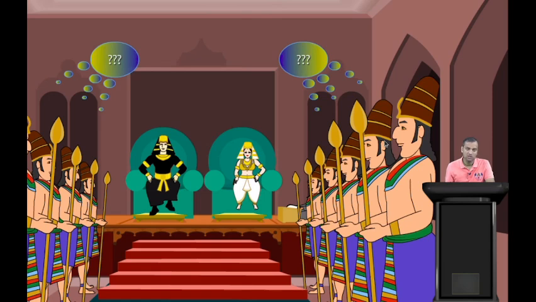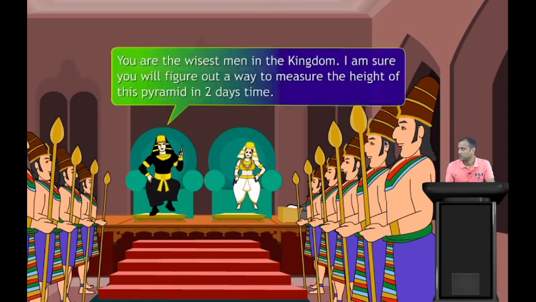So he asked all his courtiers, "You are the wisest men in the kingdom. I am sure you will figure out a way to measure the height of the pyramid in 2 days' time." Now he gave only 2 days' time. So it's a very tricky question, because they cannot measure such a big pyramid in only 2 days.